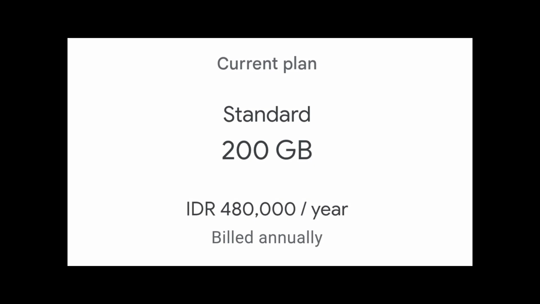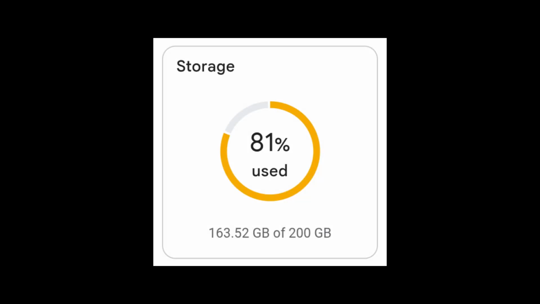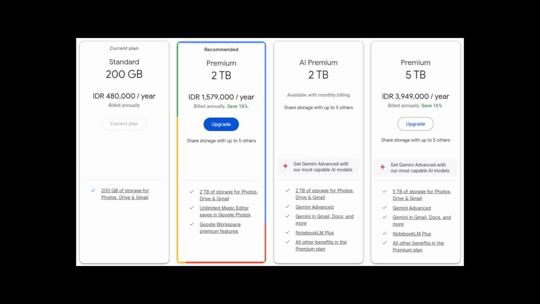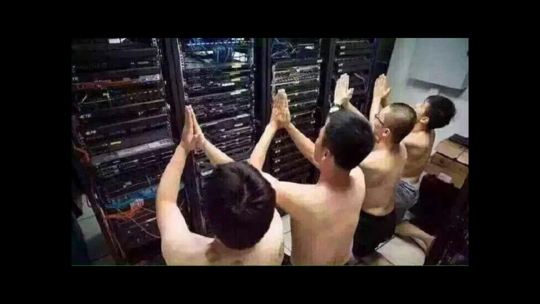The 200 gigabytes plan on Google One is no longer a good deal for me. The storage usage keeps increasing, the price keeps increasing, and there is no plan between 200 gigabytes and 2 terabytes. So I decided to move all my files to my home server.